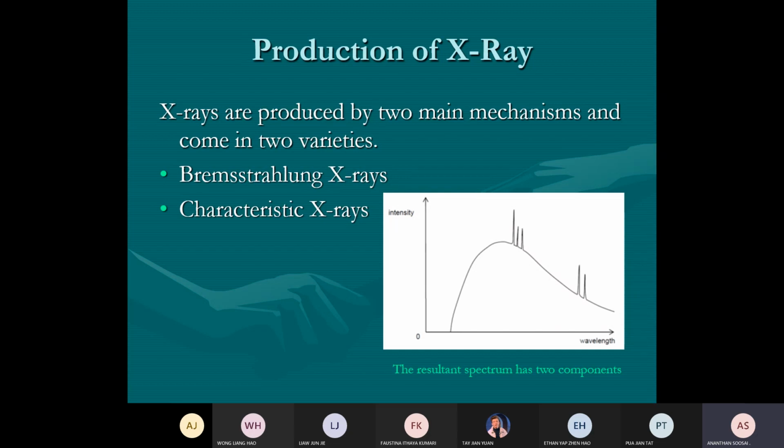Why does it come out as a range of wavelengths? Second, why does the X-ray have a certain minimum wavelength? Why a cutoff? Why not go down to 0? And third, the weird one: why does a certain wavelength have a very high intensity, a spike? So this is a 7-mark question, and they will ask you to explain.